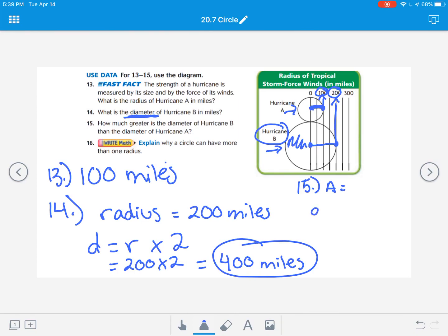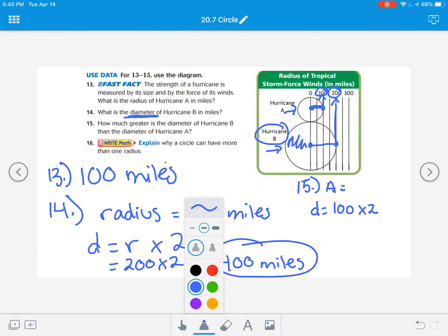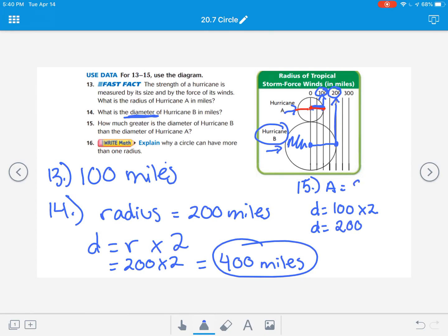For the diameter, we're going to take 100 and multiply it by 2, because we want to know on this circle, we know that this piece is 100, so we know that the piece going the other way is also 100. And that's the diameter. So we know that the diameter for A is 100 times 2, or 200 miles. So circle A, the diameter is 200 miles. For circle B, it's 400 miles in diameter.